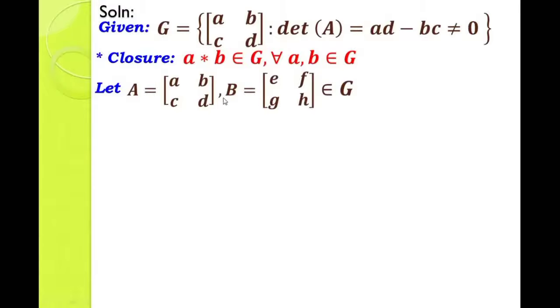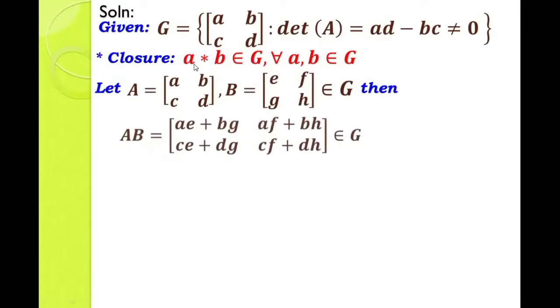If we multiply these two matrices, you get some answer. If that answer belongs to G, then it is called the closure property. So what is the closure property? A star B. Star is nothing but, in the given problem, the dot, multiplication. So what is AB? AB equals, you multiply these two matrices, you get this answer. This answer also belongs to G.